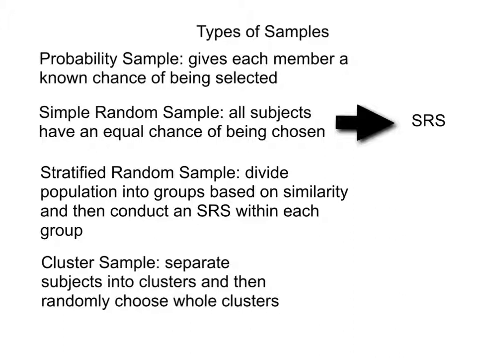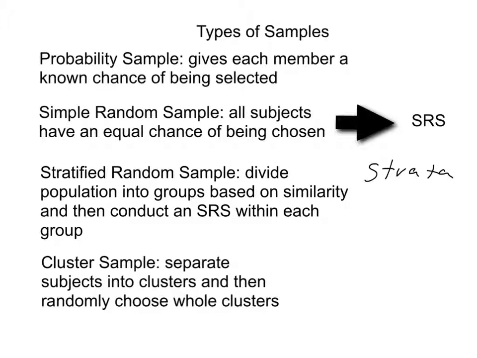In a stratified random sample, you divide the population into groups, based on similarity. Then within each group, or strata, you conduct a simple random sample. Usually people use a stratified random sample in politics, for example, when you have an urban area, a rural area, and a suburban area, and you try to see which candidate is favored within each area.